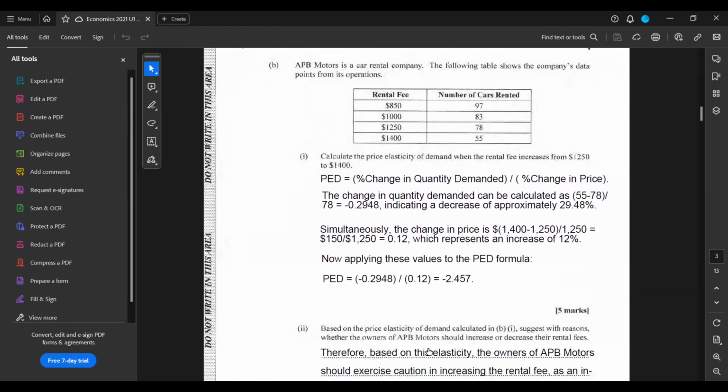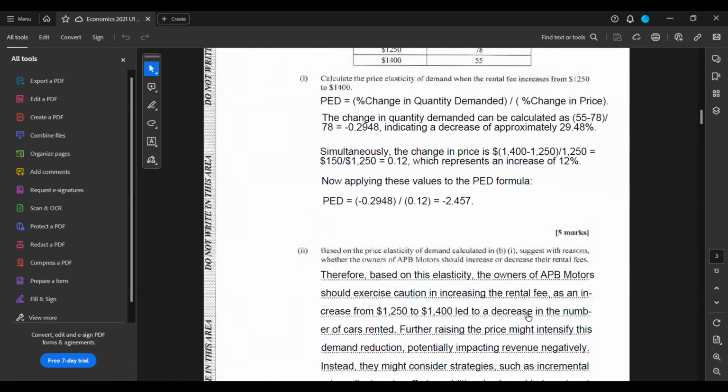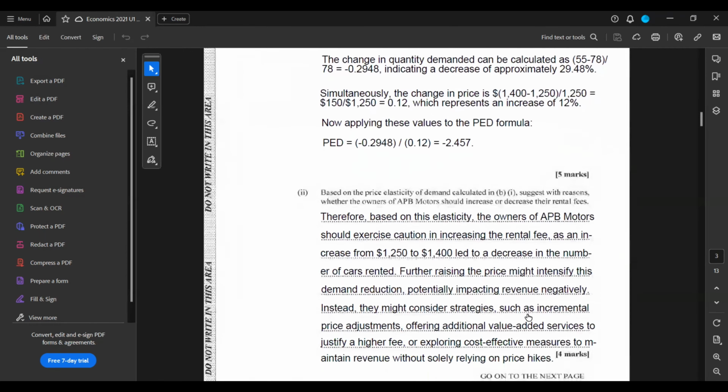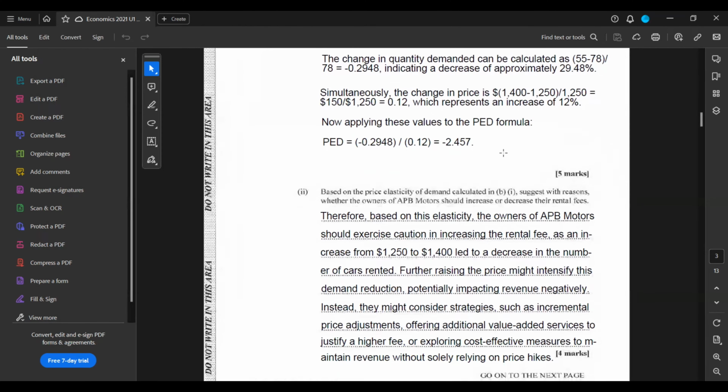Based on the price elasticity of demand calculated in B(i), suggest with reasons whether the owners of APB Motors should increase or decrease their rental fee. Therefore, based on this elasticity, the owners of APB Motors should exercise caution in increasing the rental fee, as an increase from 1,250 to 1,400 led to a decrease in the number of cars rented. Further raising the price might intensify this demand reduction, potentially impacting revenue negatively.